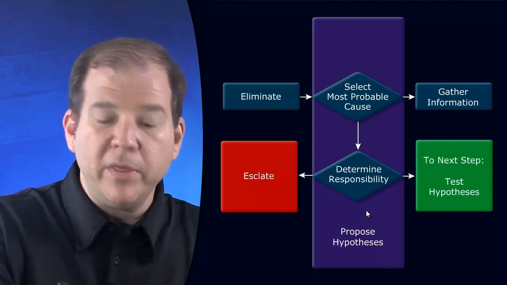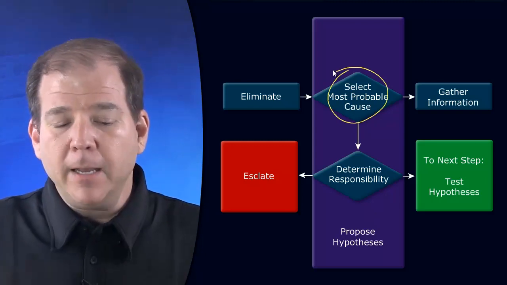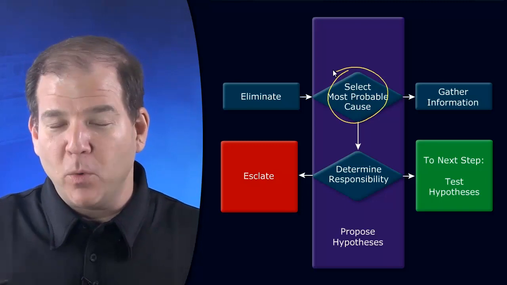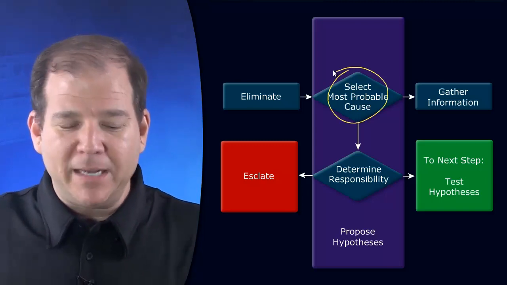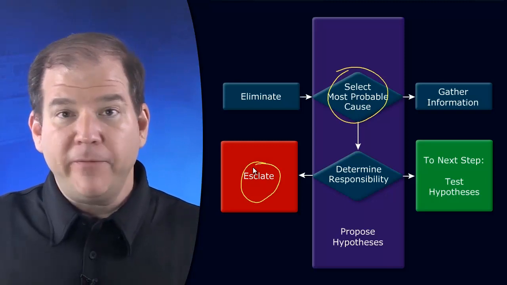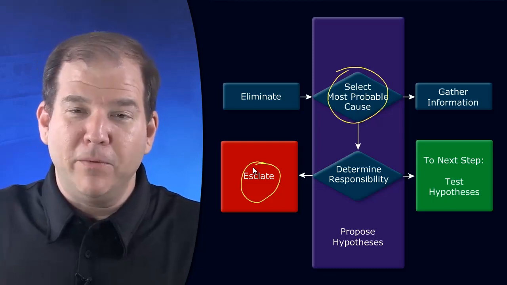We want to select what we think is most likely. We're going to select the most probable cause. And then we're going to see who's responsible for whatever we're hypothesizing. Is it a router that we need access to? Do we need to escalate this? Is it something that we can do ourselves? And if it's something we can do ourselves, we're going to go ahead and test the hypothesis, or we're going to get with the person we need to get with, and we can test the hypothesis with them.